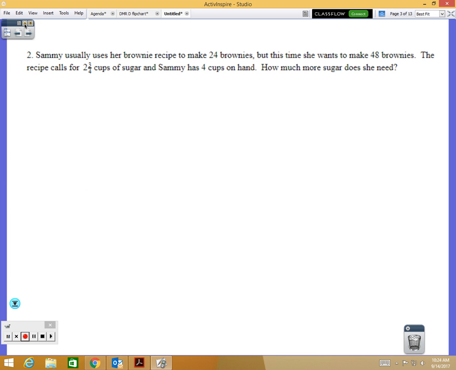So number 2 is also a word problem. It says, Sammy usually uses her brownie recipe to make 24 brownies, but this time she wants to make 48 brownies. So I don't know about you, but when I read that first sentence, I thought, oh, if it normally makes 24 and she wants to make 48, that's twice as much, correct? Okay. The recipe calls for 2 3/4 cups of sugar, and Sammy has 4 cups on hand. How much more sugar does she need? Well, if she's doubling this, then we need 2 3/4 plus 2 3/4. Okay, because she's making 2 batches of this recipe.